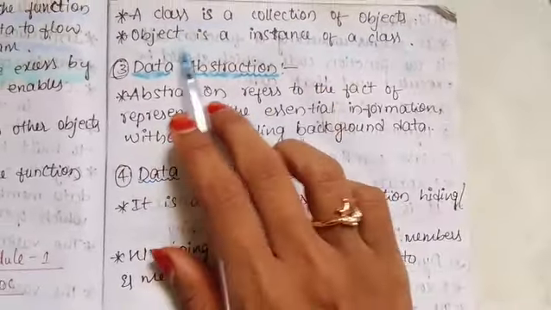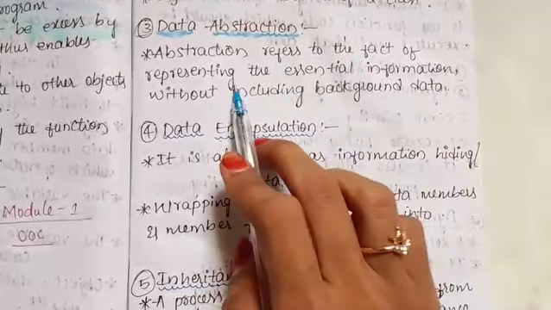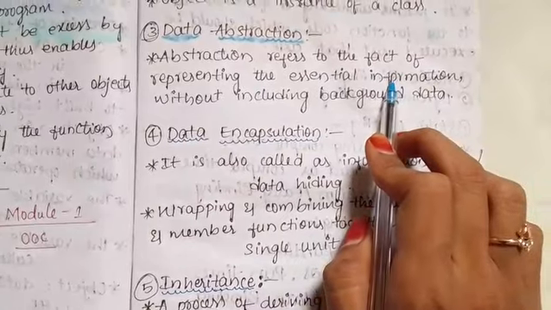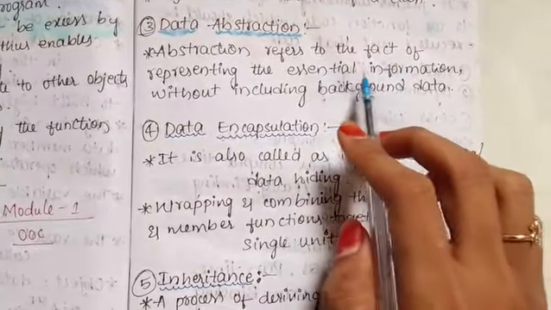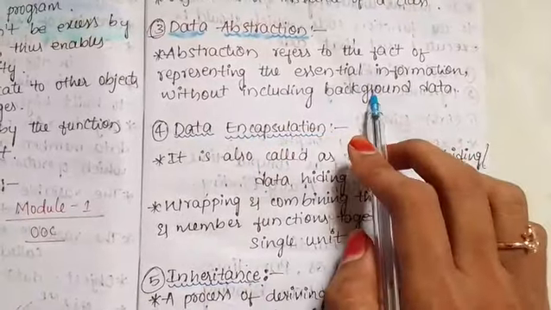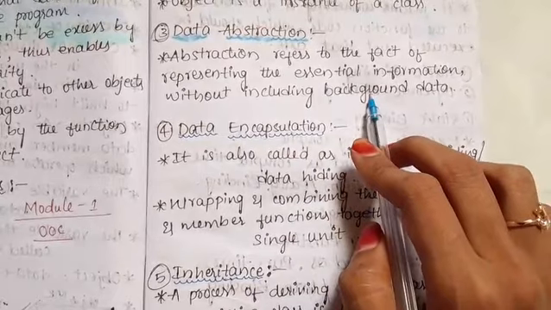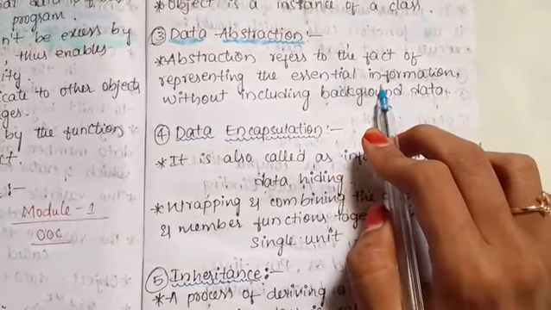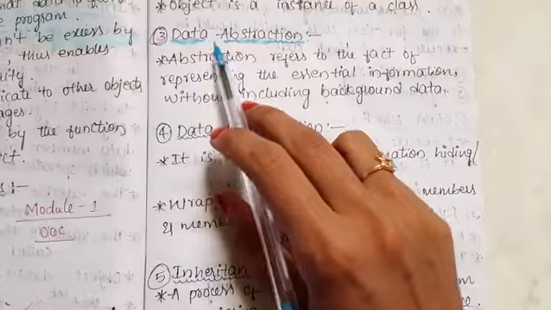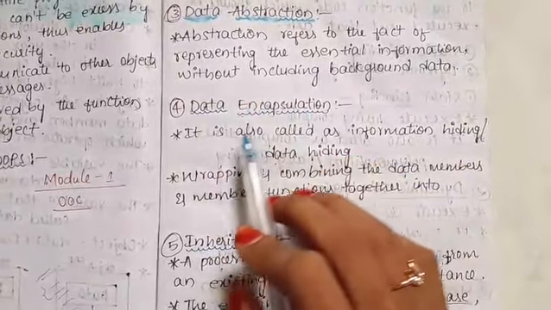The third one is data abstraction. Abstraction refers to representing only the essential information. It will show only the essential information without including the background data. It will not show the background data. That is data abstraction.